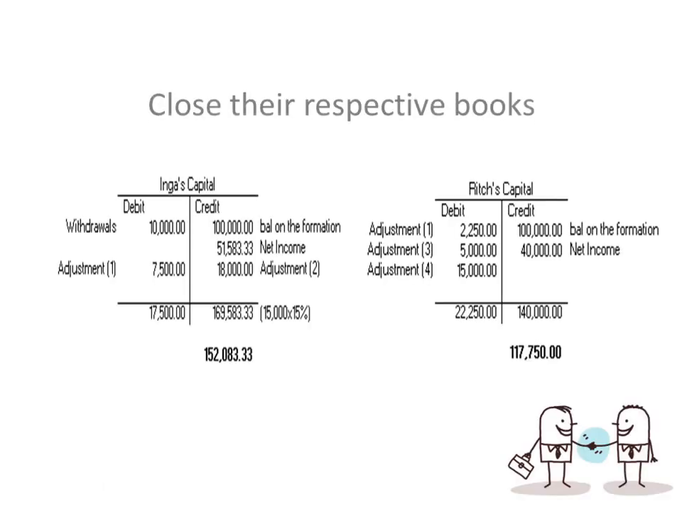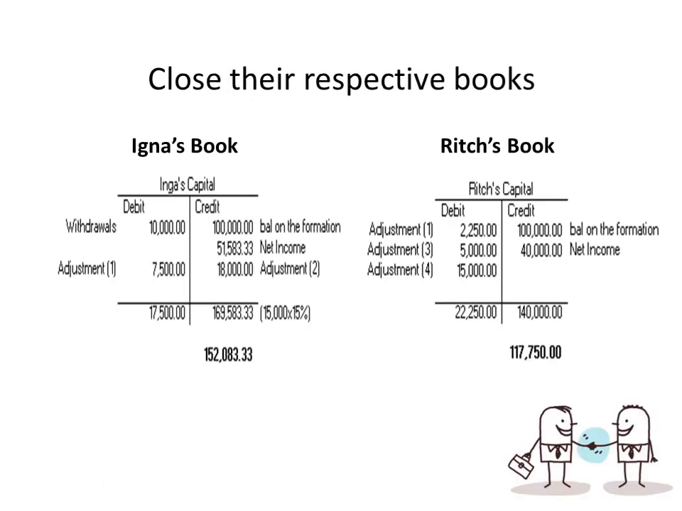So now we would see that the income statement and some adjustments are being reflected, then IGNA's capital has a balance of 152,083.33 and Rich capital has 117,750. If you would check all our adjustments and then the income, but this only includes the capital account.